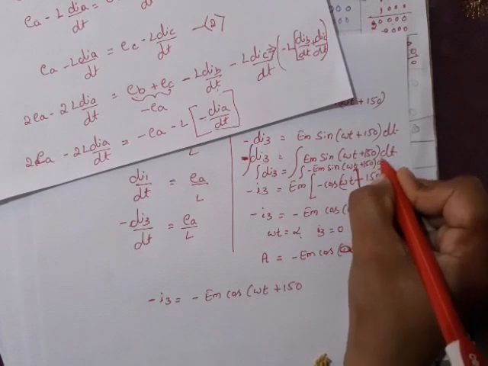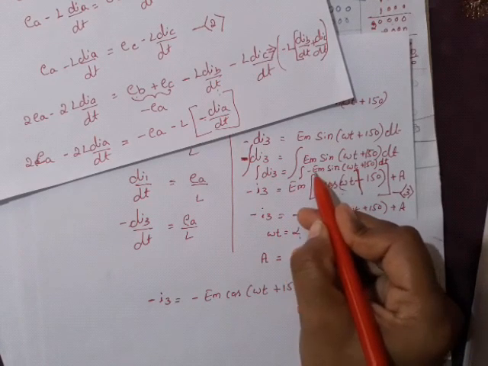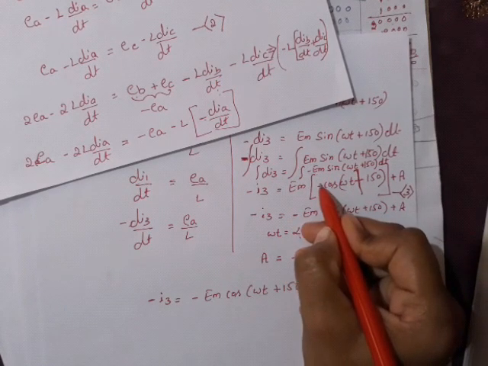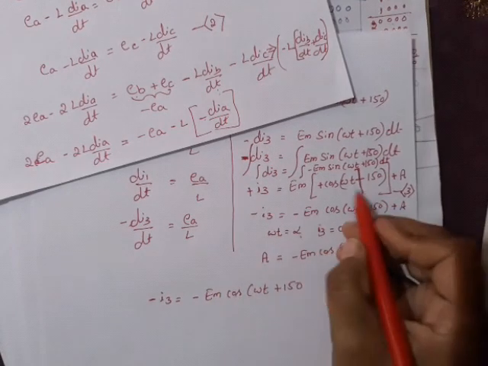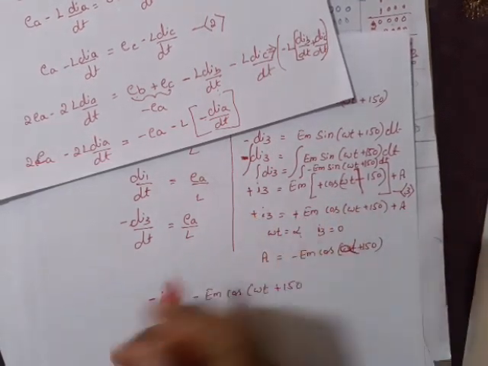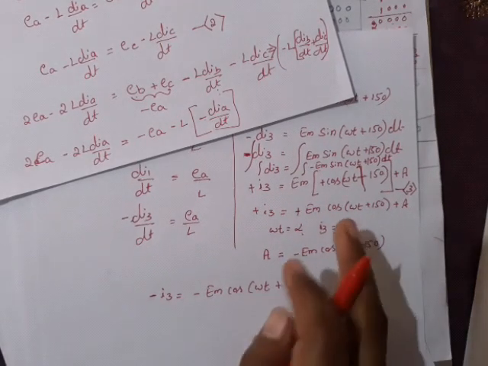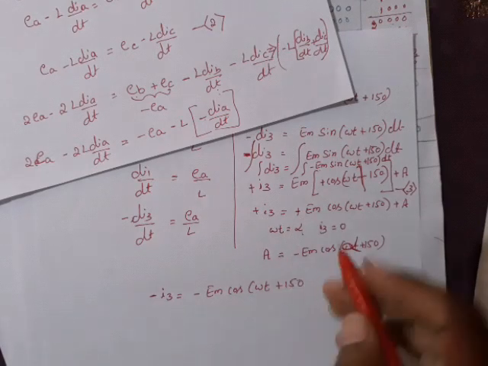So better to do like this. Then what happens? My integration of minus sin omega t will become plus cos omega t, plus a. So this minus goes out. If we do this, this is the wrong method. Whatever we have done previously is the wrong method. Actually, you have to carry it like this.